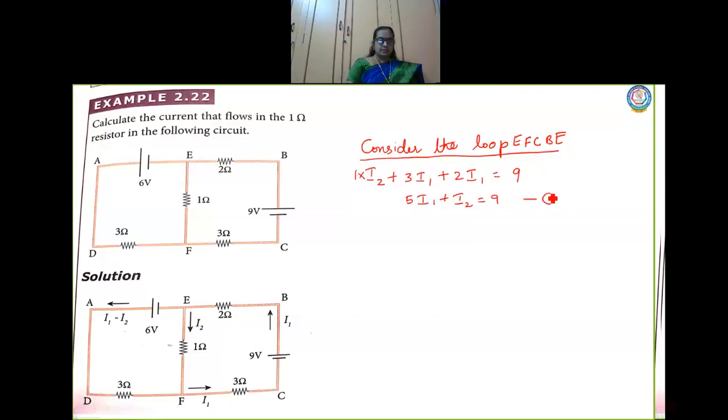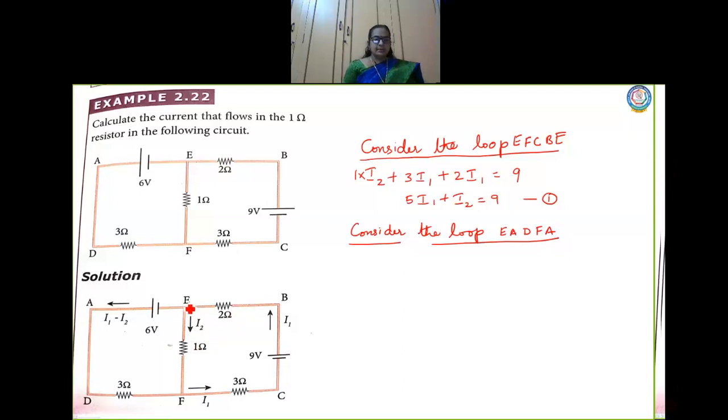Right? Next, we are going to the next loop. Where is the next loop? E, A, D, F, E. So again, consider the loop starting from E once again. Let us write E, A, D, F, E. So this is the second loop, children. Right, now we'll start from here.